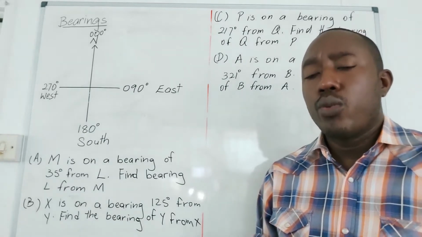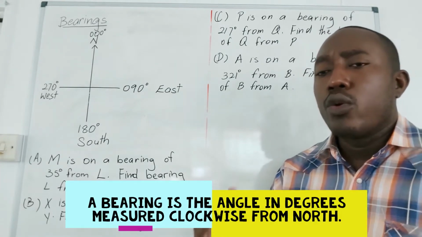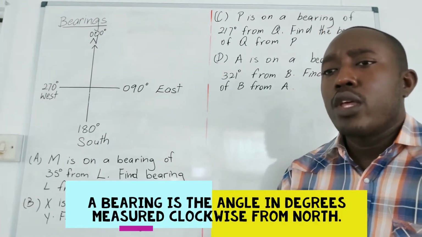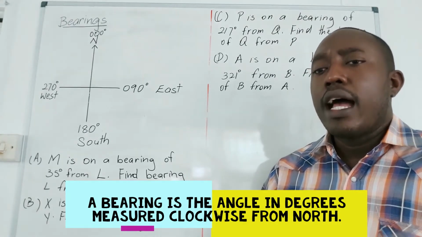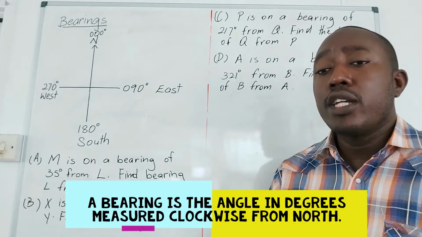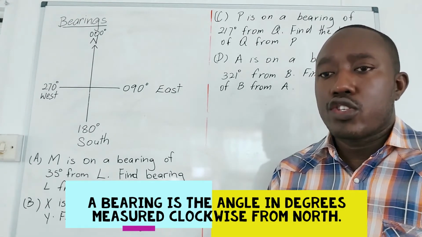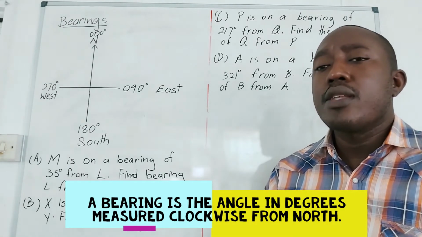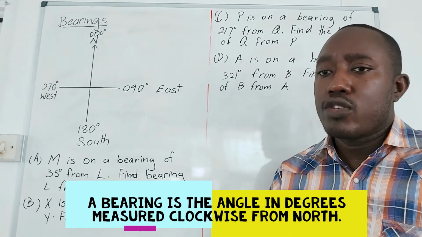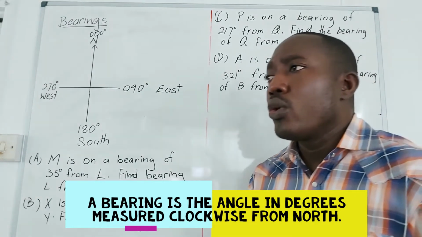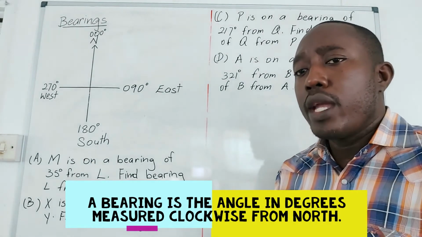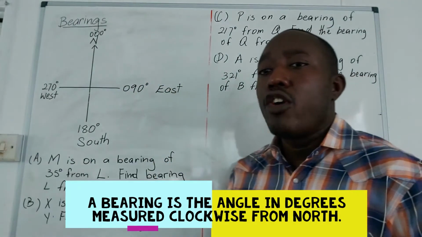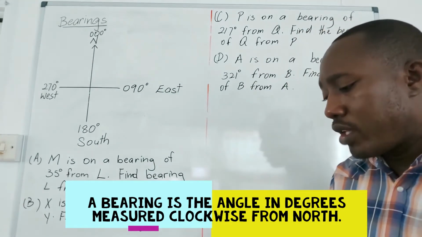Now, a bearing works in the same way. When we're using a bearing, we start with one fixed position, and a bearing is the measure relative to that fixed position. The fixed position that we measure bearings from is called the north line. We measure it from the north.